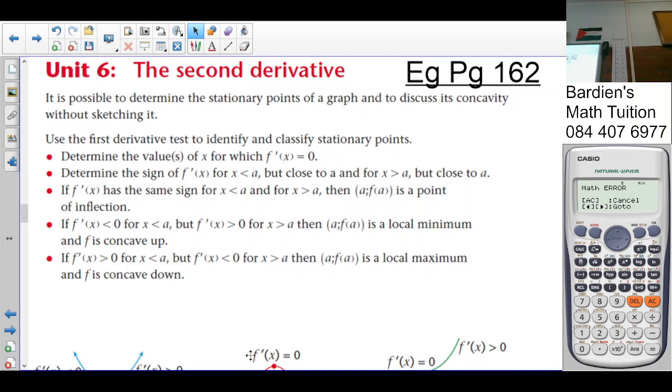On page 162: it is possible to determine the stationary points of a graph and then discuss its concavity throughout the sketch. Okay, so we'll talk about that now. Let's just see what they say. Okay, well, let me show you what I understand by the concavity of the graph. The graph is, if it's drawn, I need more space here.